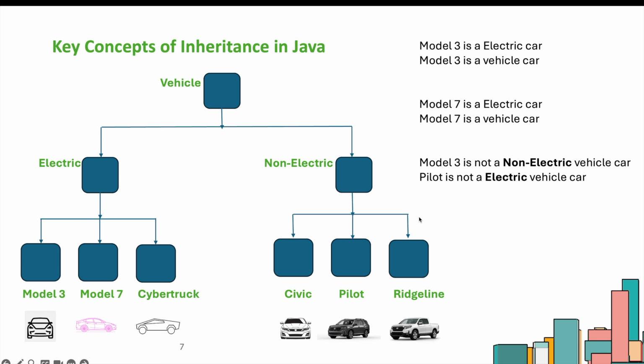So if I summarize, Model 3 is an electric car as well as a vehicle. Same thing for Model 7: it is an electric car and a vehicle. But Model 3 is not a non-electric, but it can be a vehicle. Similarly, Pilot is not an electric car, but it can be a vehicle.